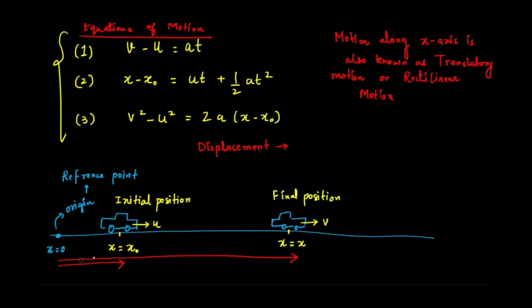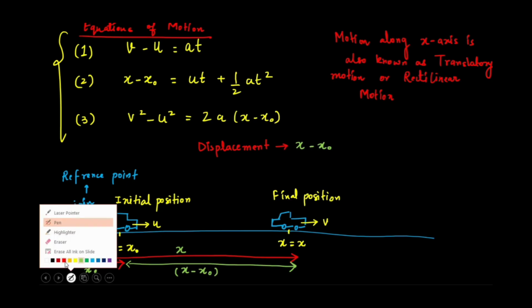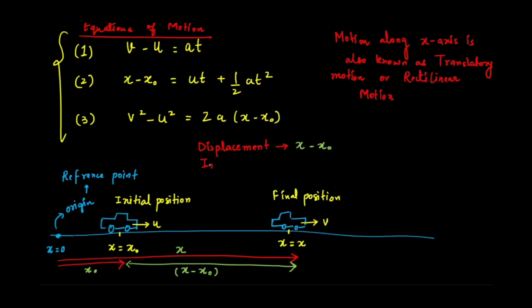So whenever we are marking the displacement, it is nothing but the distance between the initial and final position. So what is it going to be? x, and this is x naught. So it is going to be x minus x naught. So this is how we are going to use displacement, x minus x naught. Then here in these equations, initial velocity is represented by u. Always remember, final velocity is represented by v.